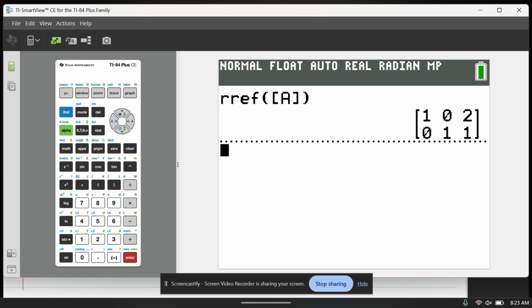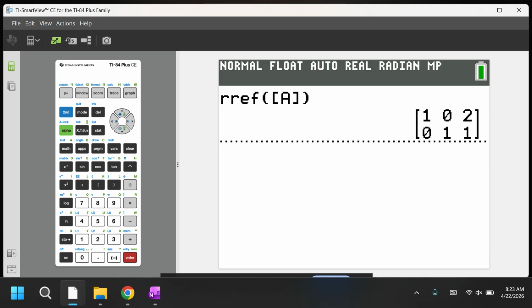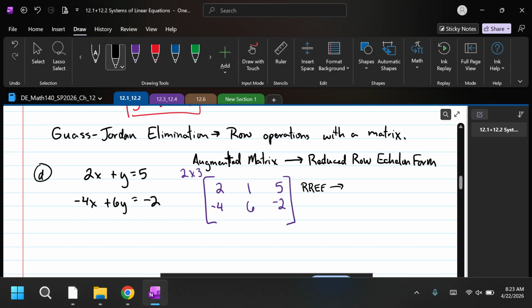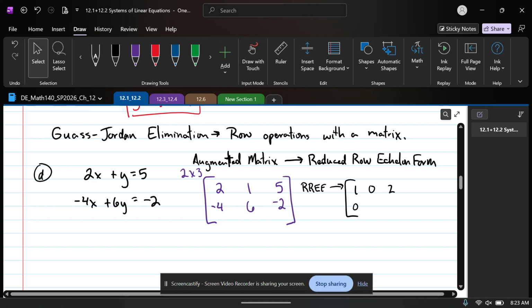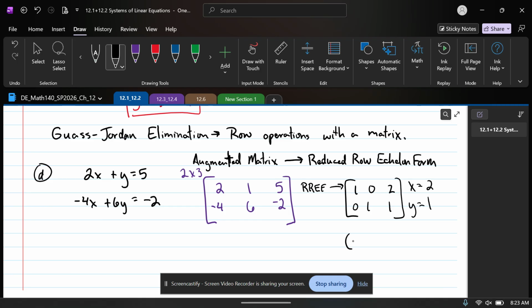And here we get the solution matrix, which is the identity matrix, 1, 0, 0, 1, and then up here is 2 and 1. So the top row gives you x: 1, 0, 2, and 0, 1, 1. That tells us that x equals 2 and y equals 1, the ordered pair 2, 1. So no matter which method you solve by, we always end up with the same solution, 2, 1.